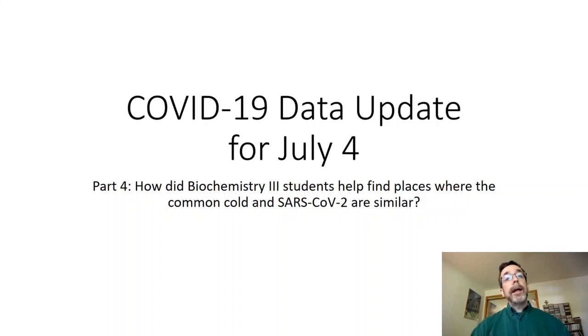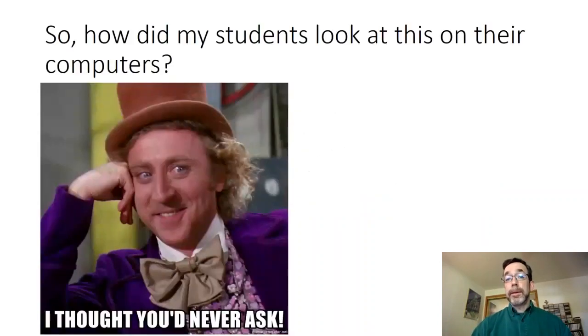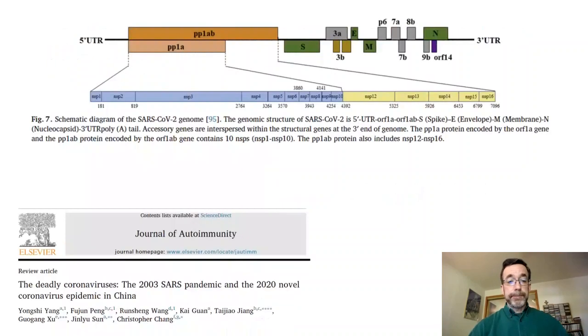Remember how I said that you can look at the letters of each gene. If you compare the letters, if the letters are the same, then it's going to look the same. If the letters look the same to your eye, the letters are going to look the same to the immune system and to all the other things. So, how did my students look at this? I thought you'd never ask.